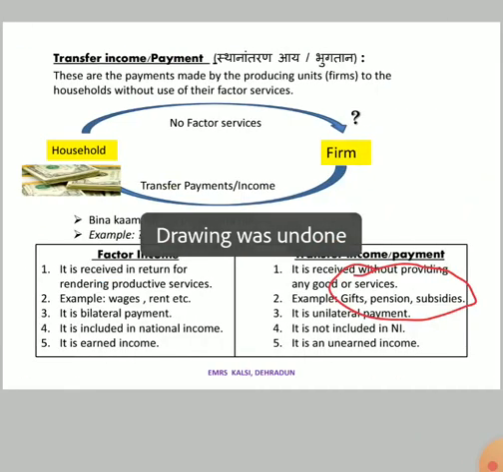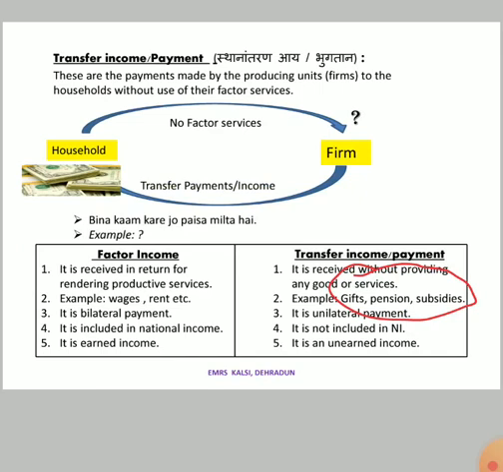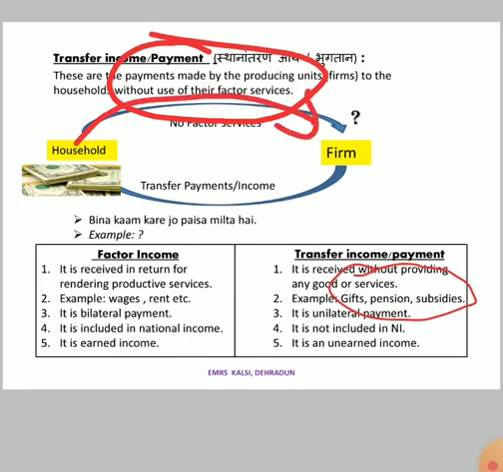Now the second thing is transfer income or transfer payment. This is just the opposite of factor income or factor payment. These are the payments made by producing firms to the household without use of their services. Without use of factor services means the household will not work for the firm or for any organization, whether it is government or any organization. But the firm or organization will pay money to that person or household. So here that person or household is receiving money without providing any services, without working for another person or firm. So that money is called transfer income or transfer payment.